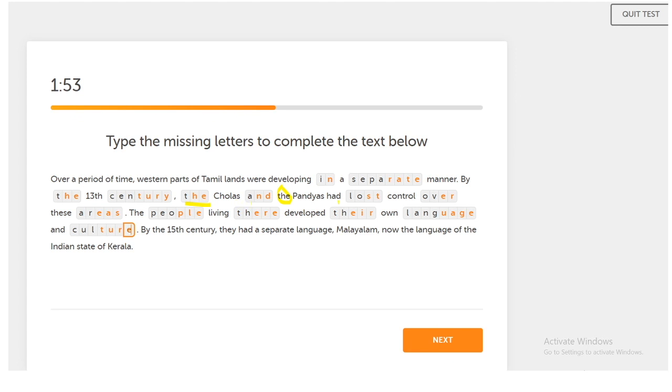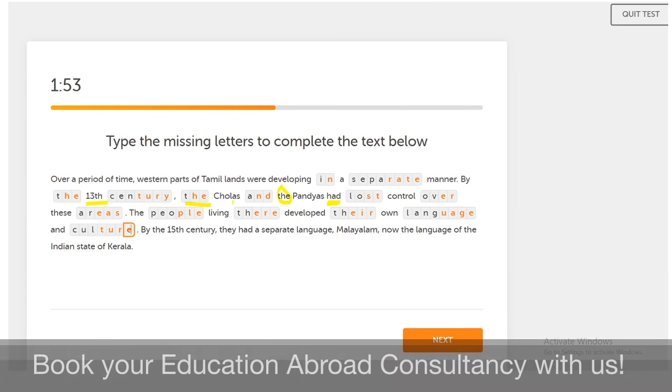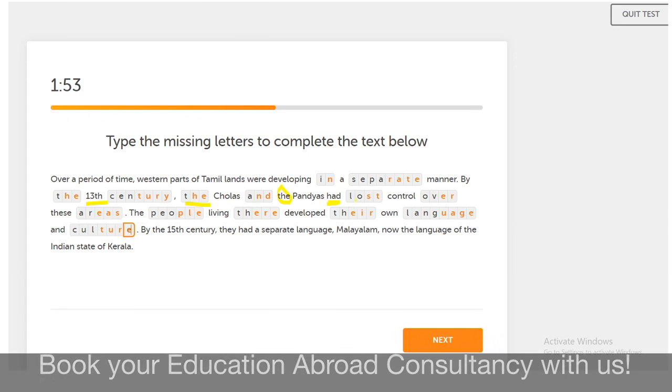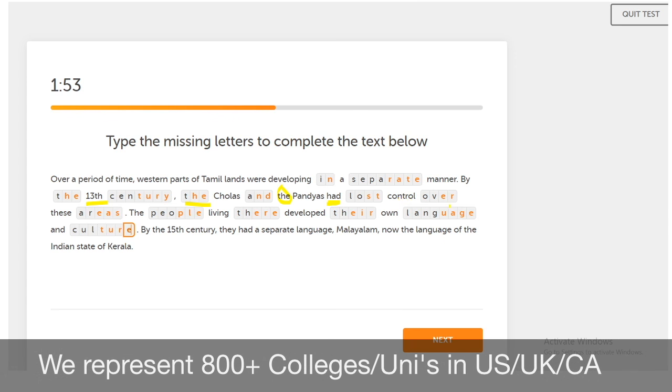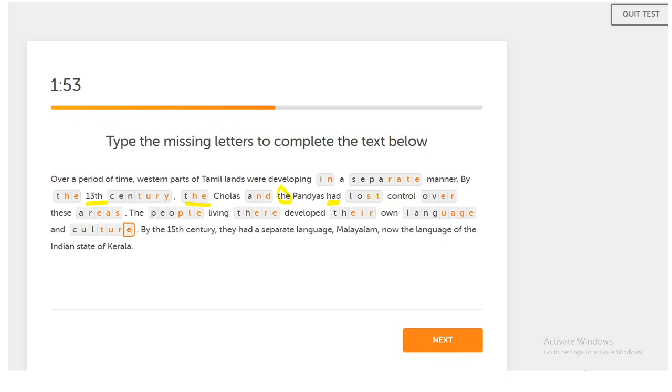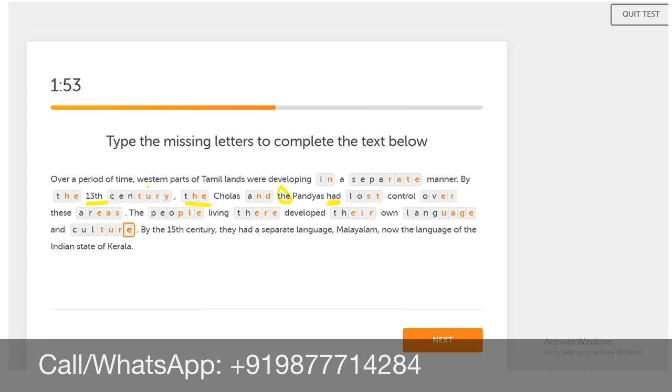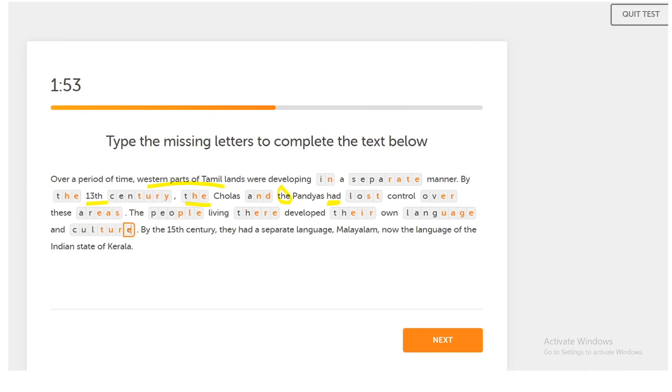"Had", now this is past tense, okay? They're talking about history, something that happened centuries ago, in the 13th century. So the Cholas and the Pandyas had lost control over these areas. They had lost control over the western parts of Tamil lands. They were initially ruling the western parts of Tamil lands. However, after or during the 13th century, they lost control over these areas.